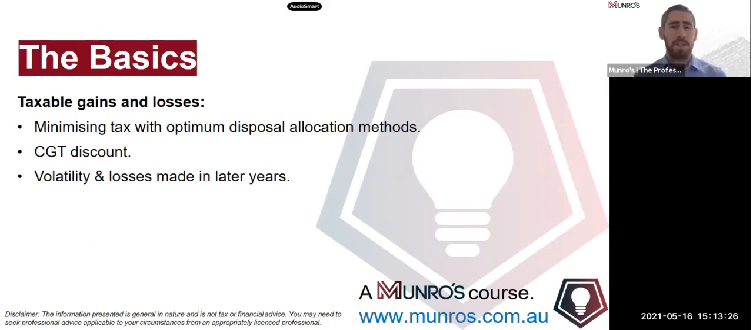So I suppose the important thing here in terms of the capital gains discount is you have to own that asset for more than 12 months. Very important. If it's 12 months or less, you can't get that discount. And it's applied after losses.